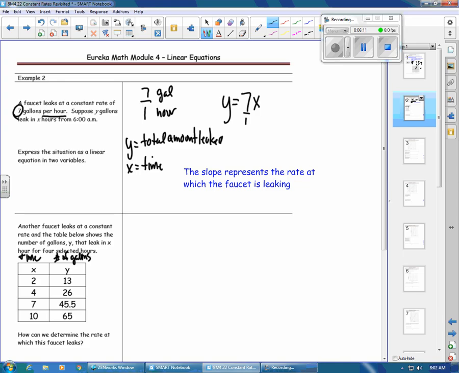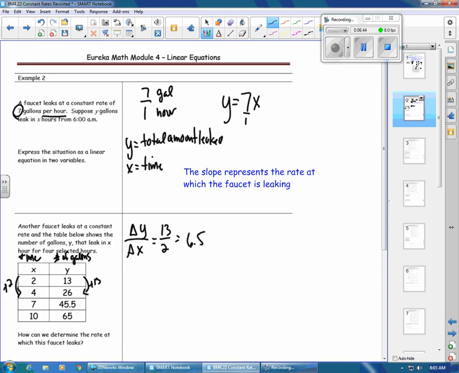So we can attack this problem one of two ways. Remember, we were doing change in y over change in x. So if I figure out the change between here and here, we're looking at 13 to 26. That's a plus 13. 2 to 4, that's going to be a plus 2. Change in y over change in x, that's going to be 13 over 2. That's going to be 6.5.